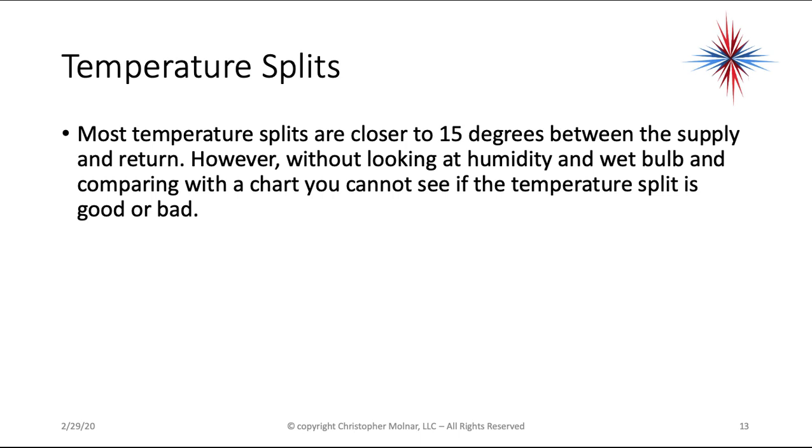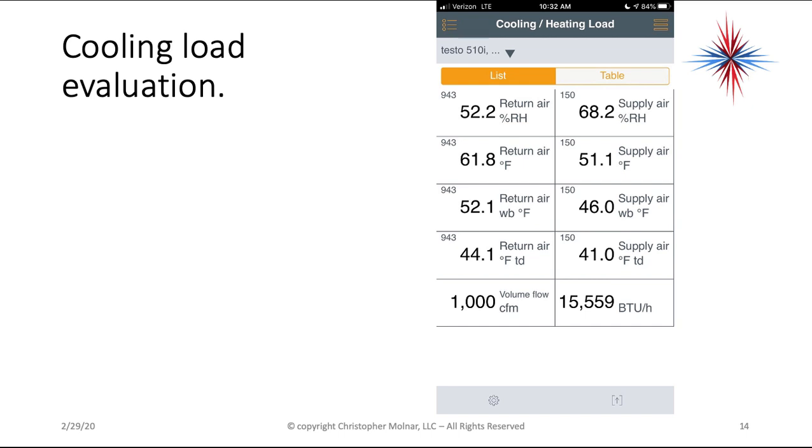However, without looking at humidity and wet bulb and comparing with a chart, you cannot see if your temperature split is good or bad. The days of just using dry bulb temperatures for temperature splits are over. The systems today are more complex than that, and humidity plays a great role in our temperature splits.